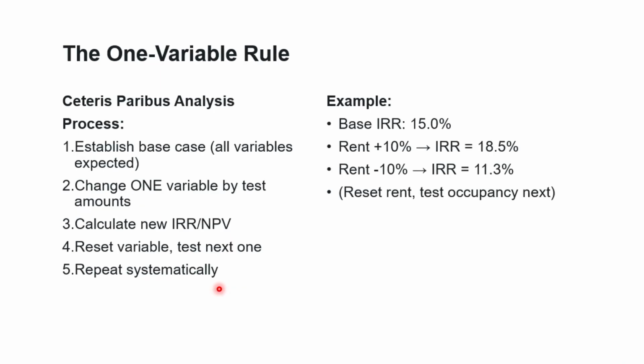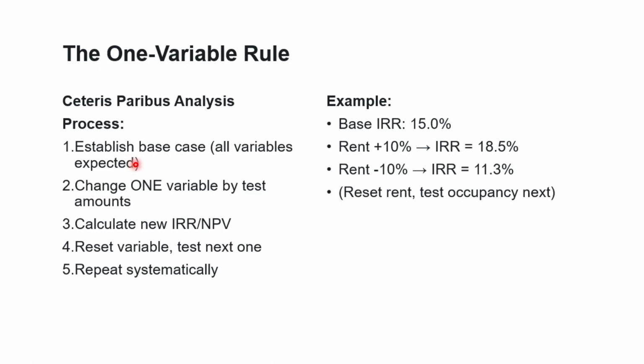Then we go to the one variable rule. We also call it ceteris paribus. This is where discipline separates professionals from amateurs. Basically, the one variable rule means you change only one variable at a time while keeping your base case, while keeping everything else constant.